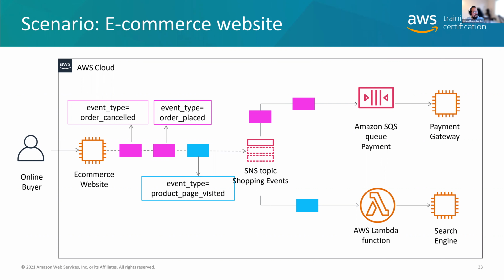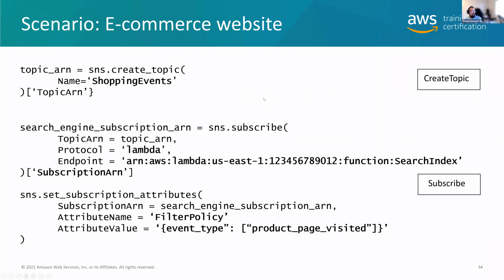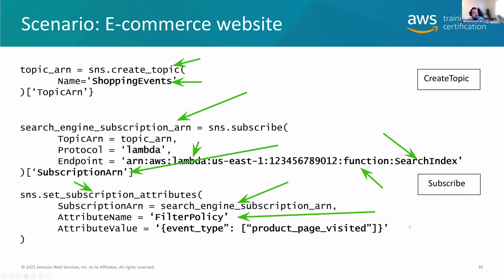Okay, cool. One more time, just to make sure. We're creating a topic called shopping events. We are creating a subscription for this Lambda function, search index, and it's going against this subscription. Then what happens is that we are setting some subscription attributes for our search engine subscription ARN, this guy right here. We are setting a filter policy where event type must equal product page visited.